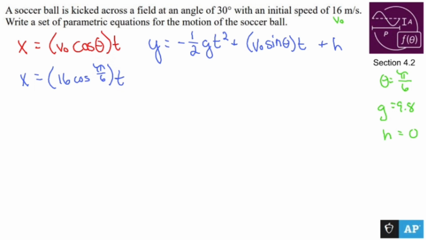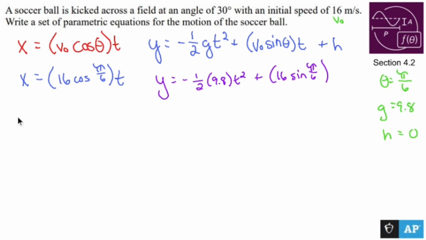Y equals negative 1/2 g, which is 9.8, t squared, plus the initial speed of 16 sine pi over 6, plus nothing, so we'll leave that as plus nothing.